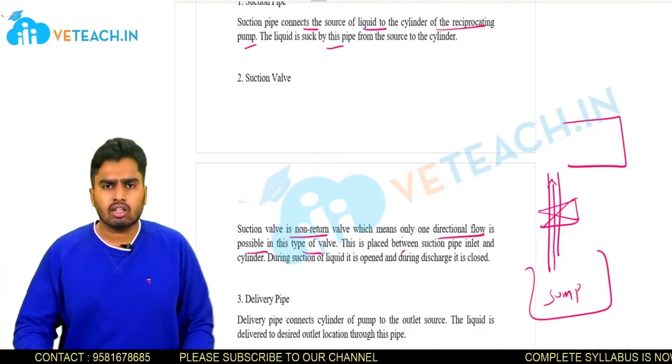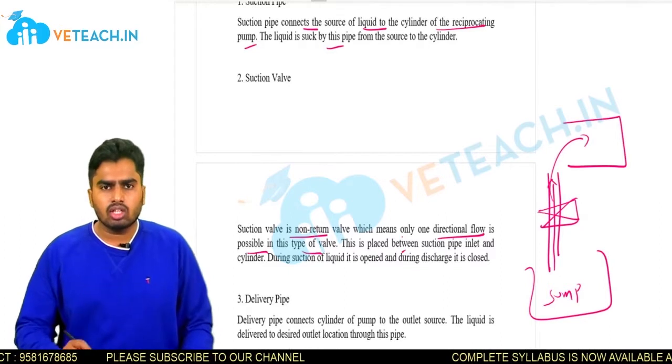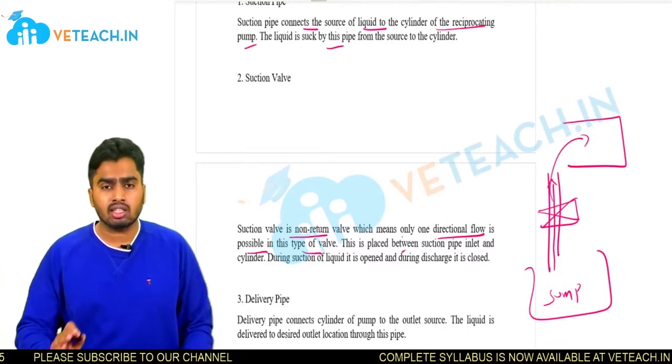We will collect the water or the fluid from the sump or reservoir and we will deliver it to the cylinder. So the NRV valve will allow motion of the fluid in this direction only. Other than this, it will not allow, right.